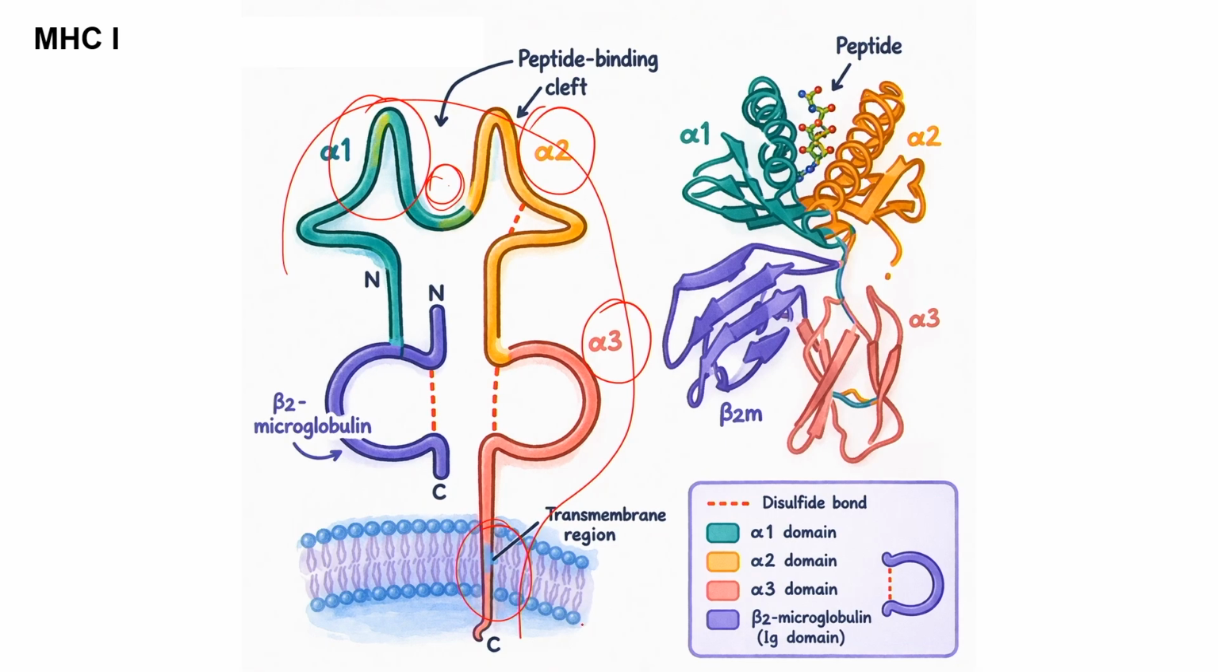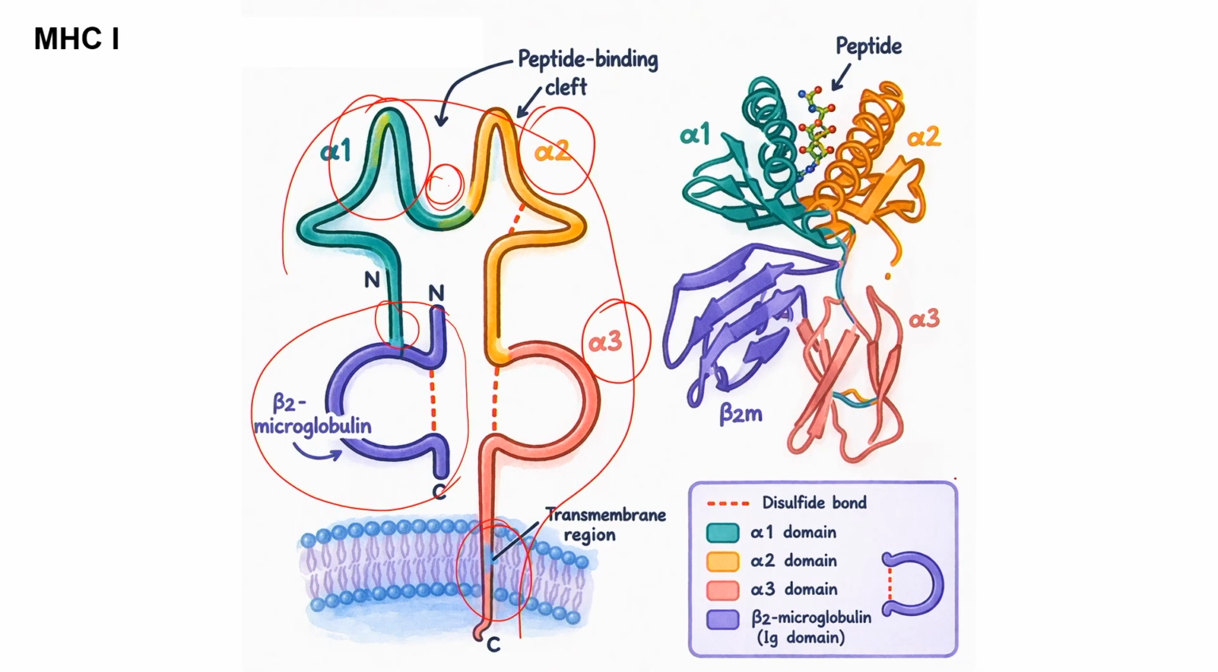So, MHC 1, as we discussed, is expressed by all nucleated cells. Any cell which has a nucleus will have MHC 1 on its surface. So, this is the longer chain, alpha 1, alpha 2 and alpha 3. Remember one point, that the peptides are docked in between the alpha 1 and alpha 2 region of MHC 1, and there is a small unit called beta 2 microglobulin, which is another segment non-covalently attached with the alpha chain. So, there is a non-covalent interaction between the alpha chain and beta 2 microglobulin.